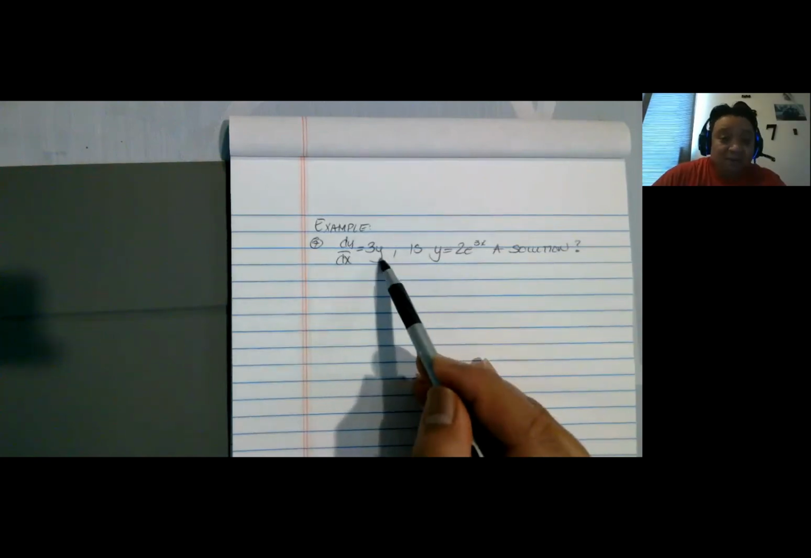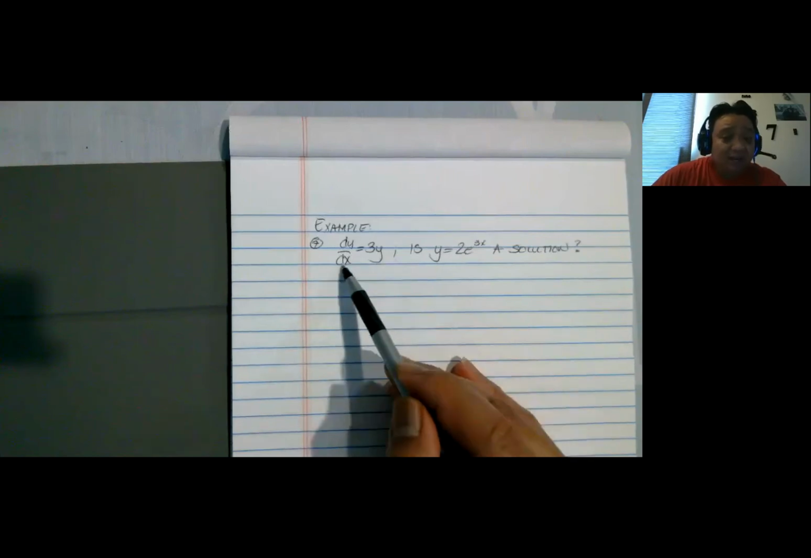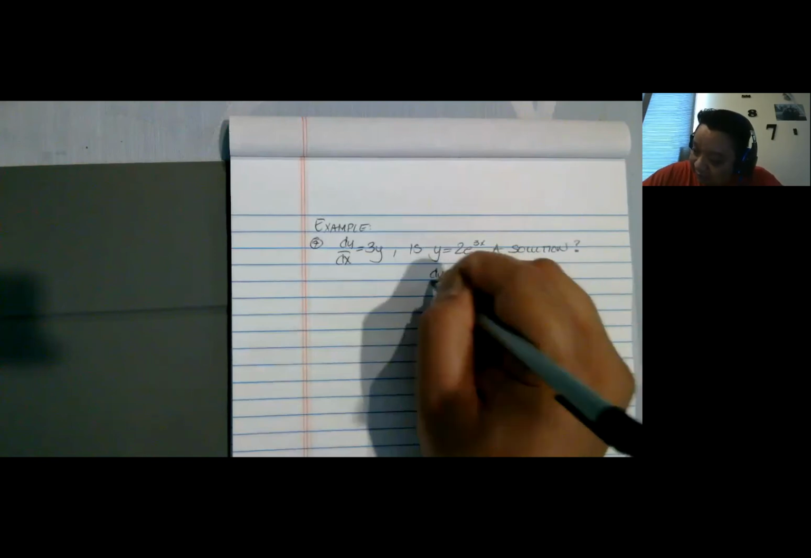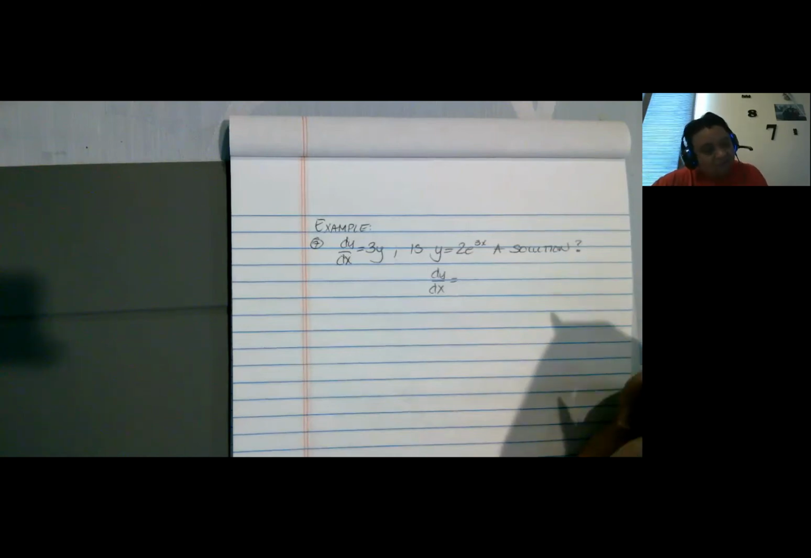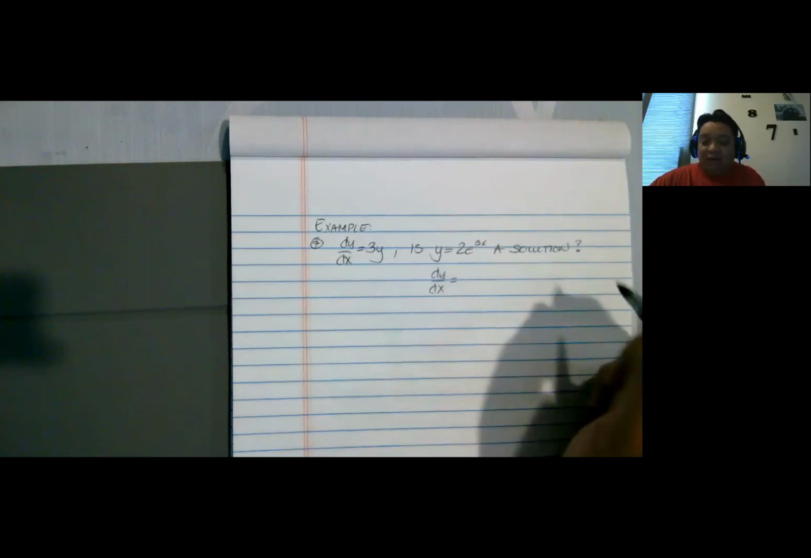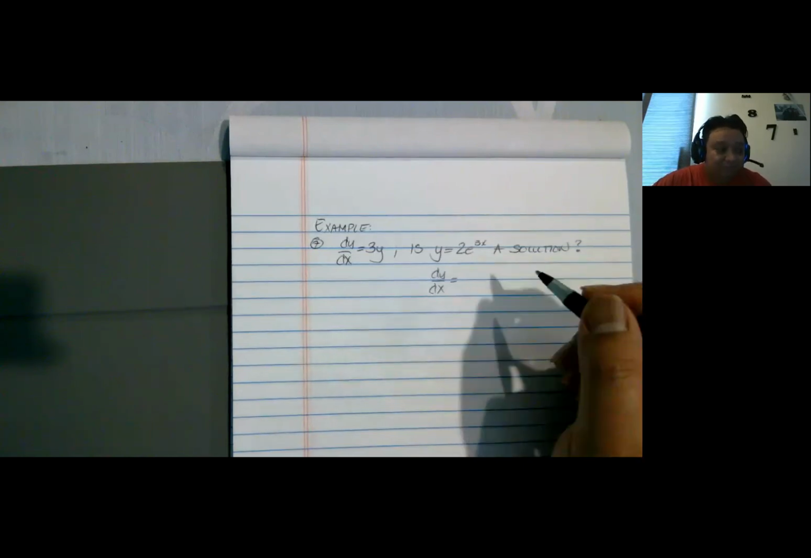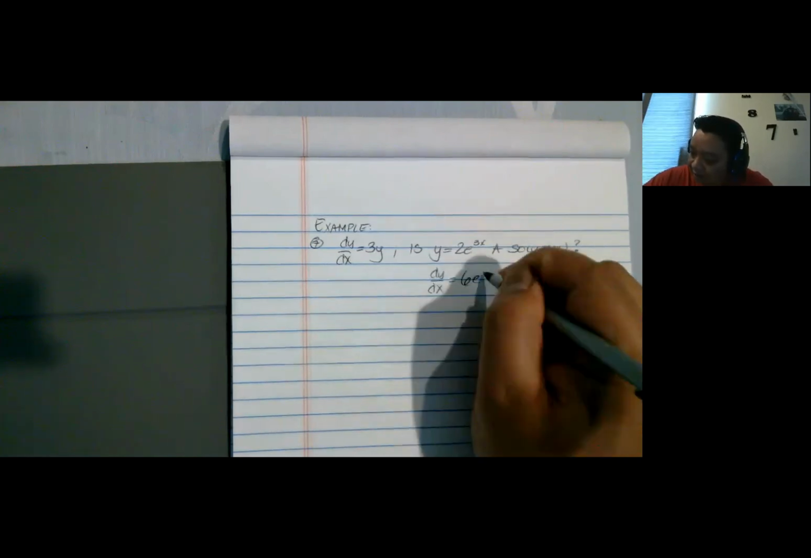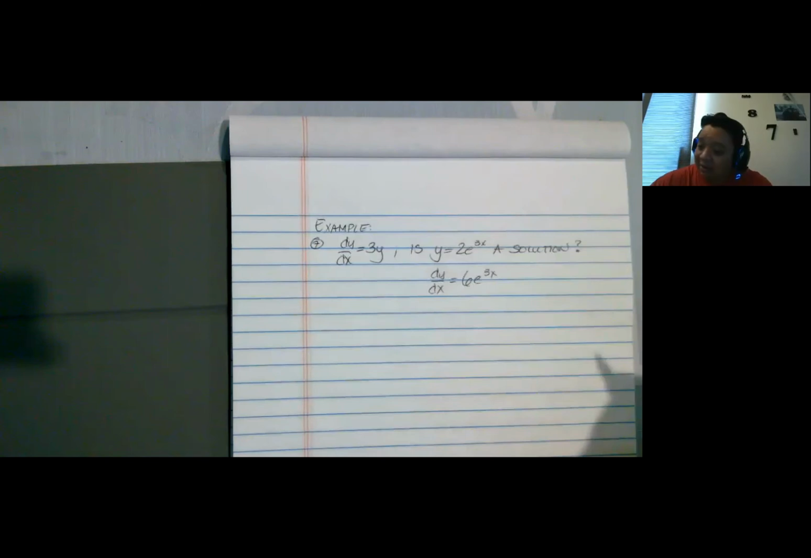On this side, you're just simply going to plug in your y. On this side, you have to plug in the derivative. So which means, what is dy dx? What's the derivative of y? It's 6e to the 3x. Okay. And then now plug it in, right?